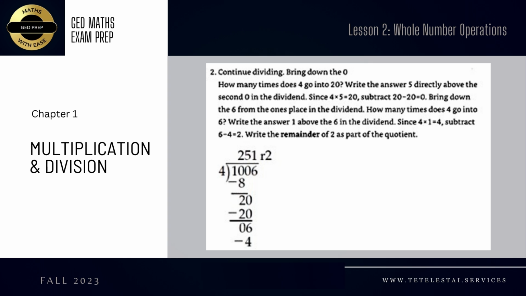And so we know that 4 times 1 is 4. So 6 minus 4 is 2. Now, if there was another number here, you would draw a line and bring that number down.